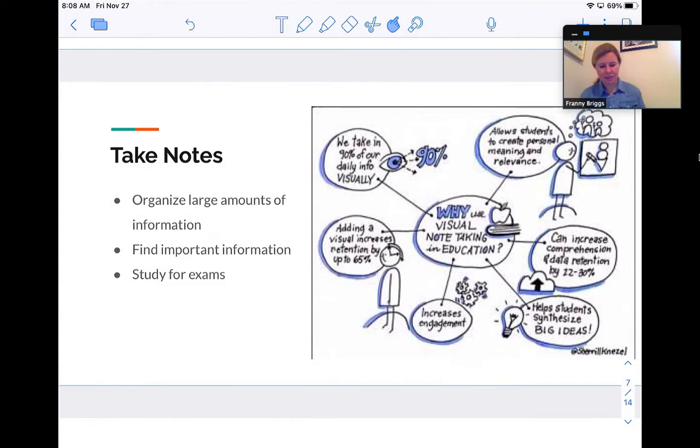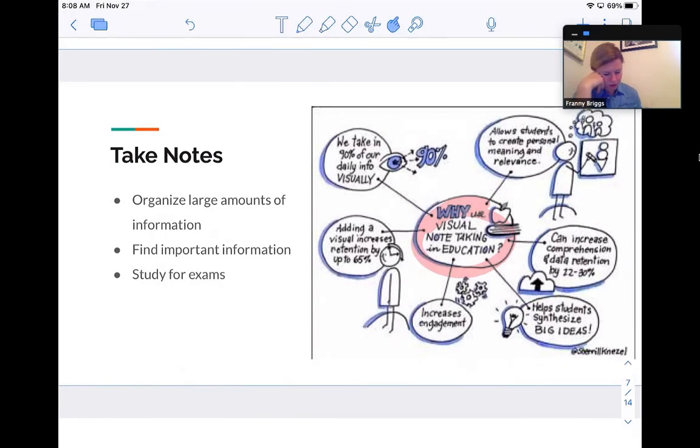So by teaching kids visual note taking, right? And these are skills that we have to teach them when they're younger. It makes the information more accessible.